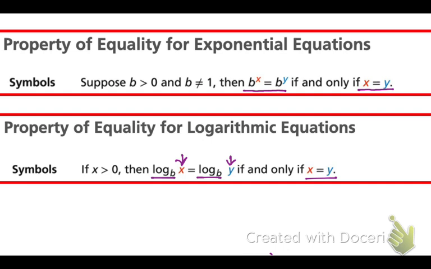This one you might want to write down. I guess you haven't had this one, have you? The property of equality for logarithmic equations. You could just write this: log base b of x equals log base b of y. If that is true, then x equals y.